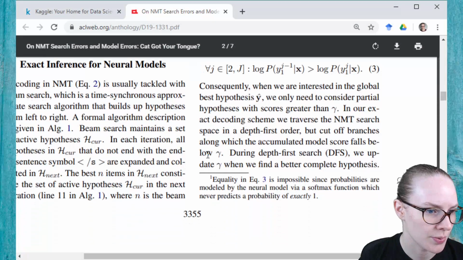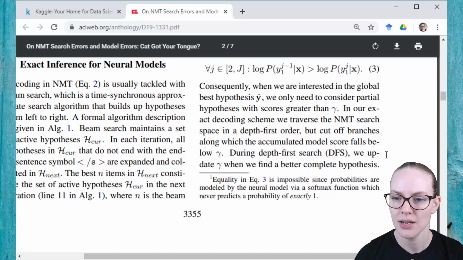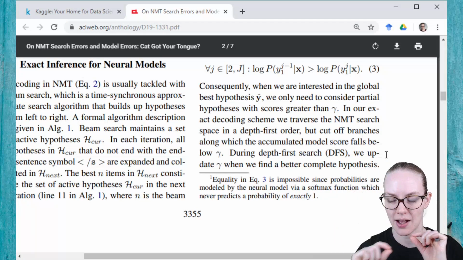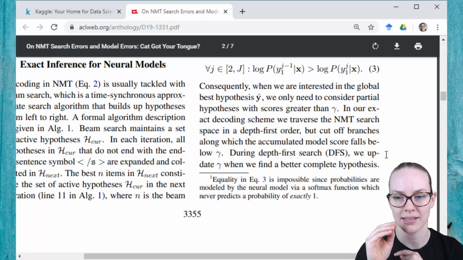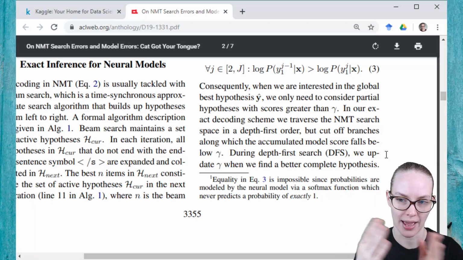During depth-first search, we update gamma when we find a better complete hypothesis. So if we find, by going down the tree, oh, hey, this one has a really good model score, that is the new high watermark, and everything that's below that gets cut off.